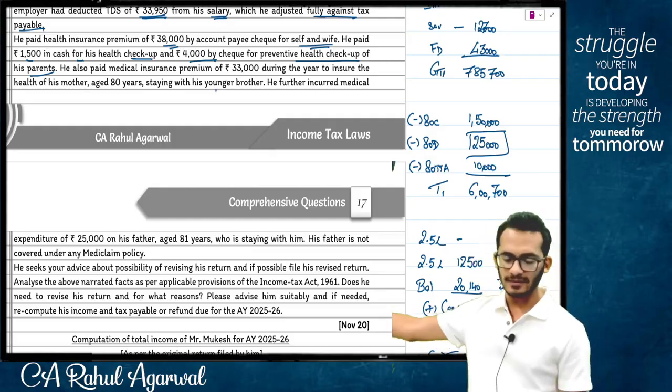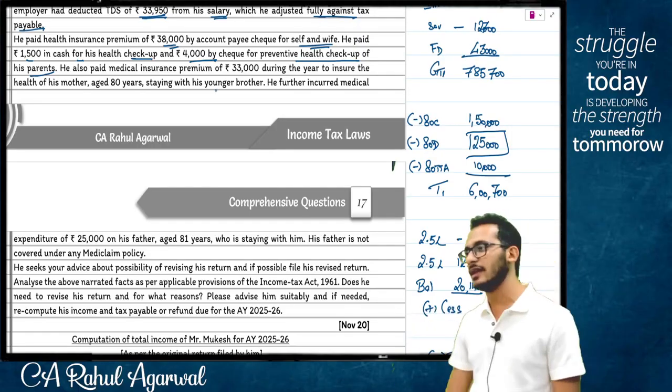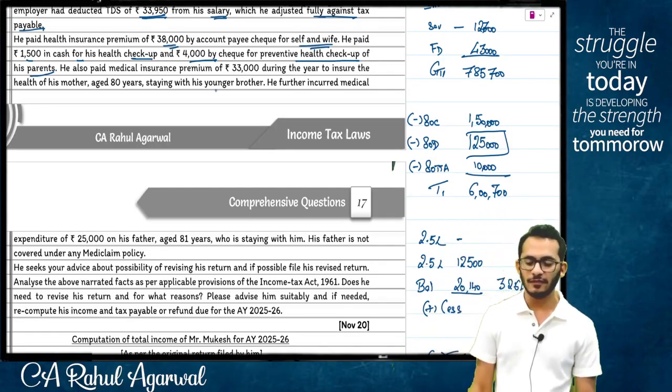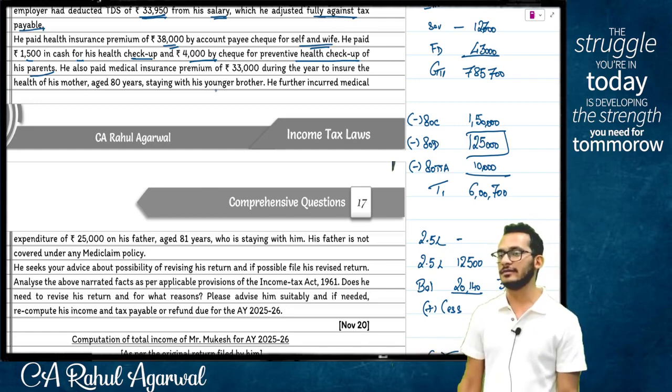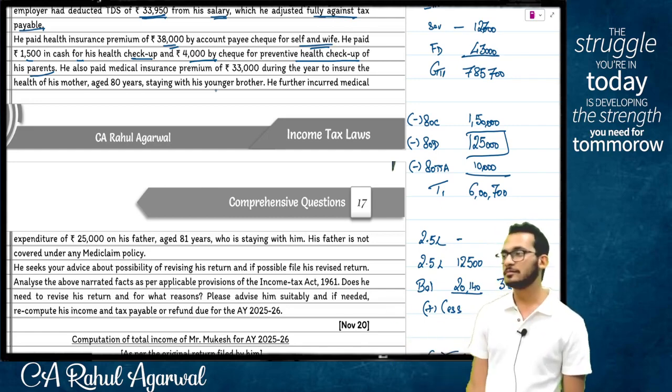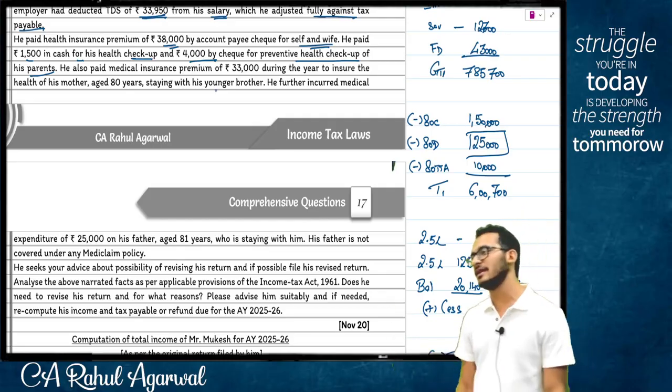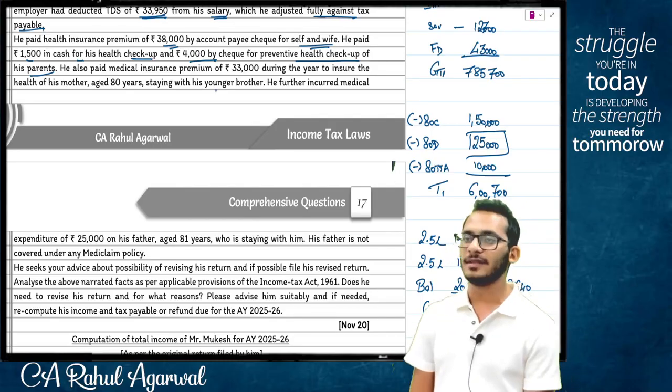He is seeking your advice about the possibility of filing a revised return. Analyze the narrated facts as per the provisions of the act. Does he need to file a revised return? Yes. And for what reasons? Please advise him suitably, and if required, recompute his income and tell him what is his income tax payable and income tax refund.